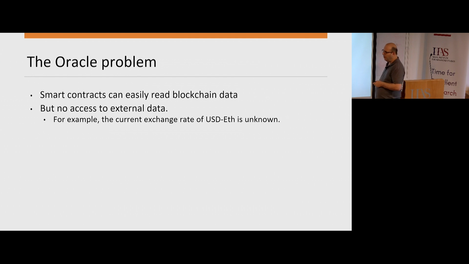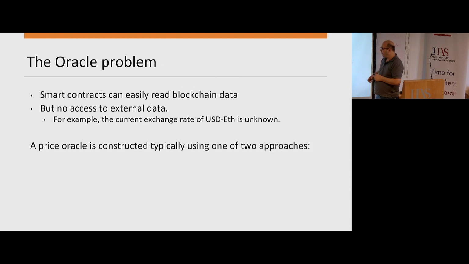For example, if you wanted to know the current exchange rate between US dollars and Ether, the coin in Ethereum, the code doesn't know it. You can give it as input, but it's not trusted information because somebody might lie about the exchange rate. It doesn't know the true exchange rate. So you might want to construct a piece of software that would tell you the price.